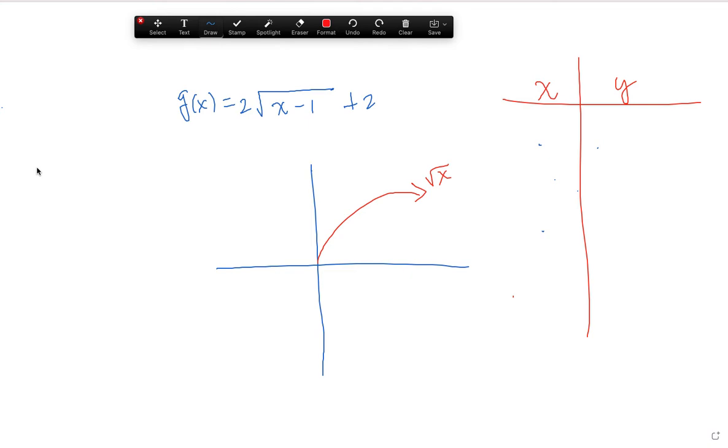Yep. So how would I figure out what that is in this kind of a function? Wouldn't it just be 1? Yeah, so take the inside, exactly. Take the inside, x minus 1, set it greater or equal to 0. That's going to say x is greater or equal to 1. So the smallest x you can plug in is what? 1. Exactly. So start there.